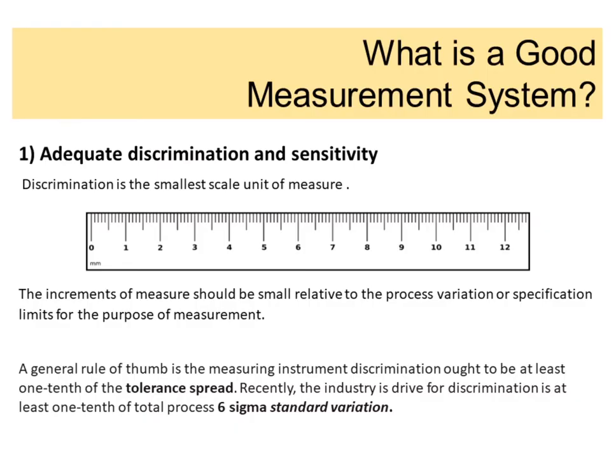What is a good measurement system? Fundamental properties that define a good measurement system are included as below. 1. Adequate discrimination and sensitivity. Discrimination is the smallest scale unit of measure. The increments of measure should be small relative to the process variation or specification limits for the purpose of measurement. A general rule of thumb is the measuring instrument discrimination ought to be at least 1/10 of the tolerance spread. Recently, the industry is driving for discrimination to be at least 1/10 of total process Six Sigma standard variation.